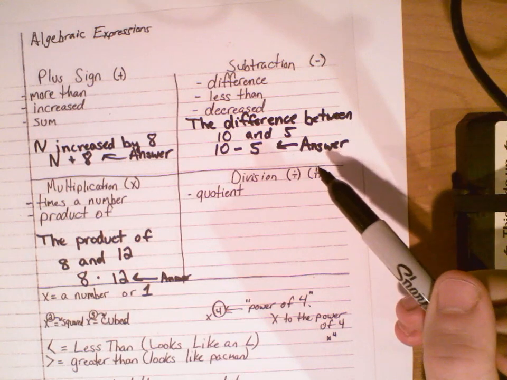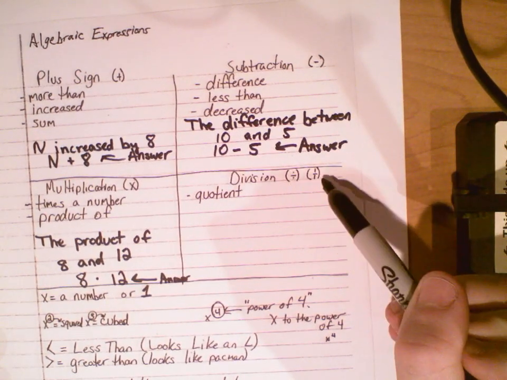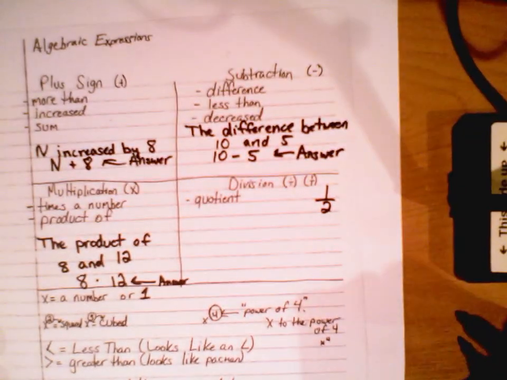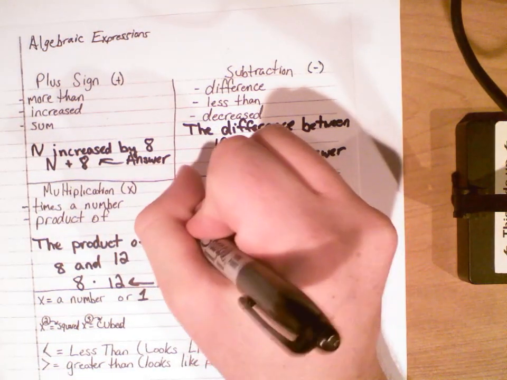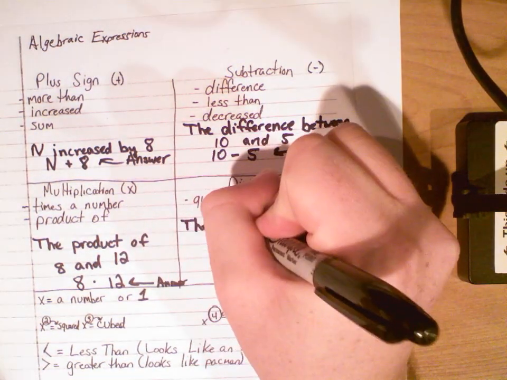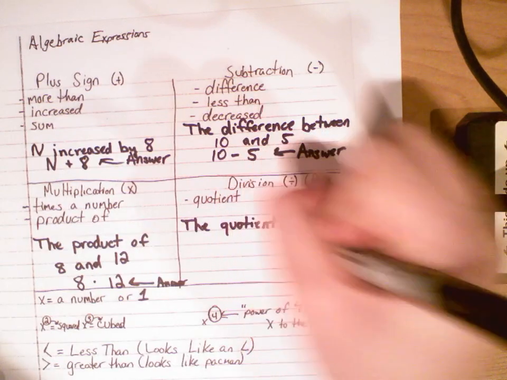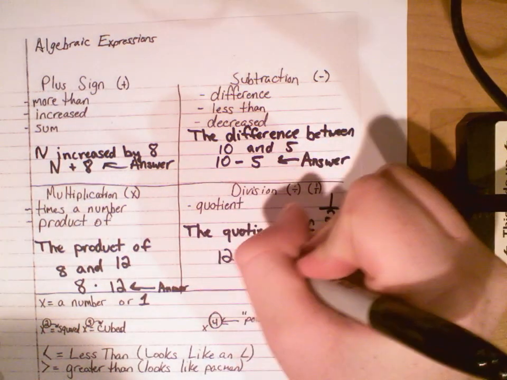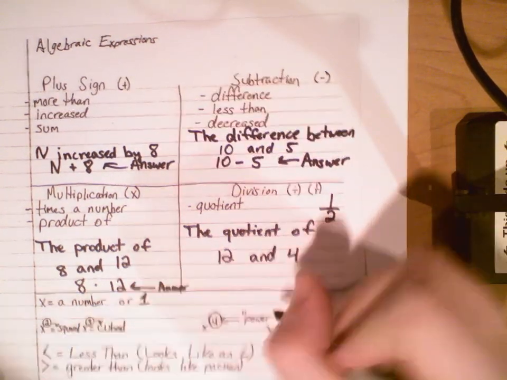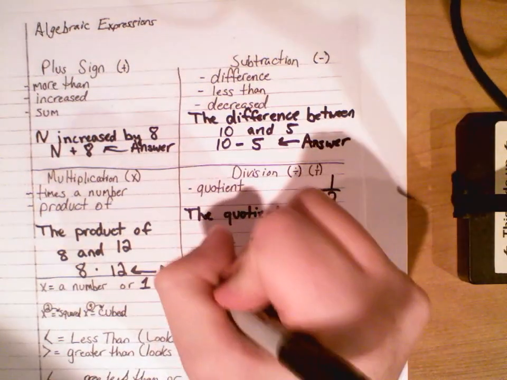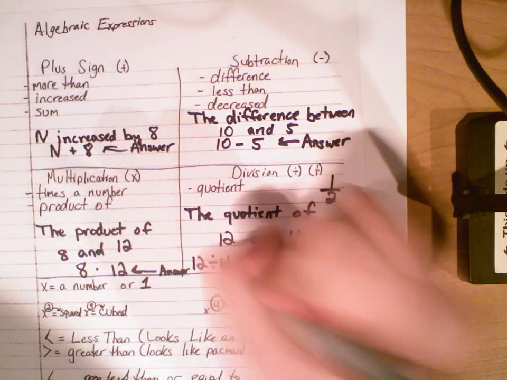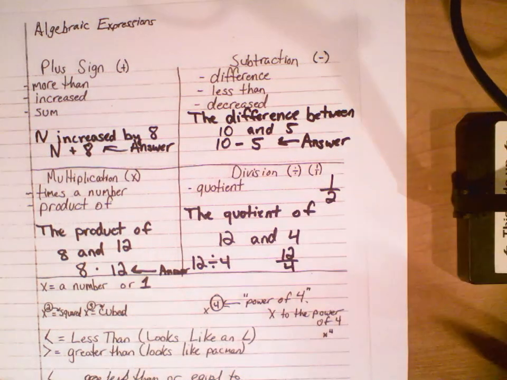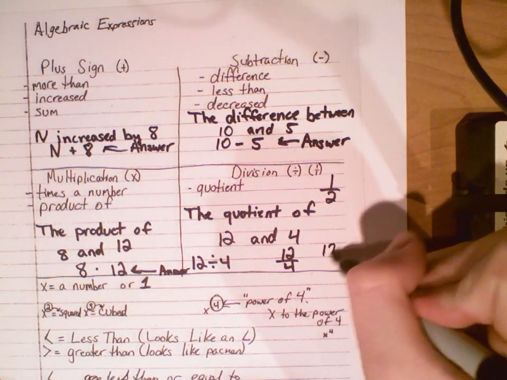Last but not least, though, let's go with our division. Here is our division sign. You can also write division answers as fractions, like 1 over 2. So if you see a problem like this, the quotient of 12 and 4, I could write it two different ways. 12 divided by 4, or 12 over 4. Yep, you could even write it like this.